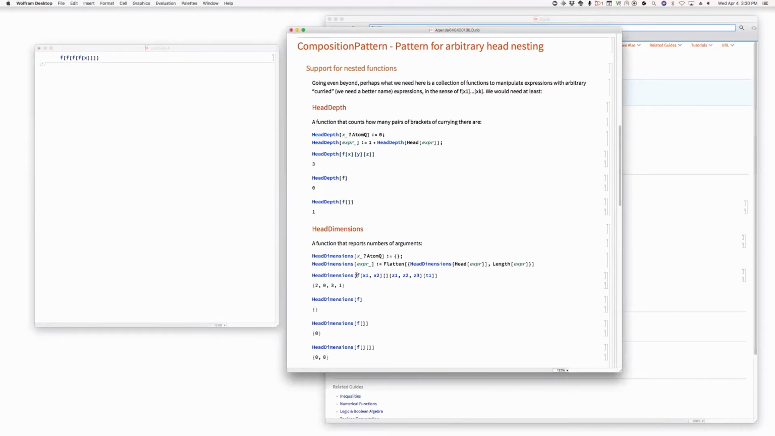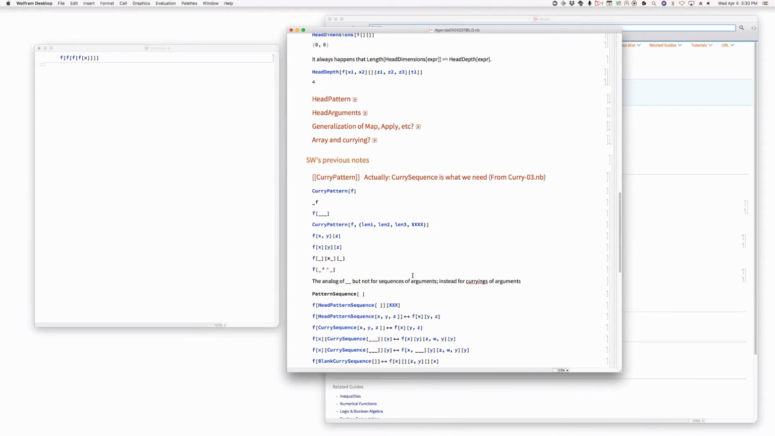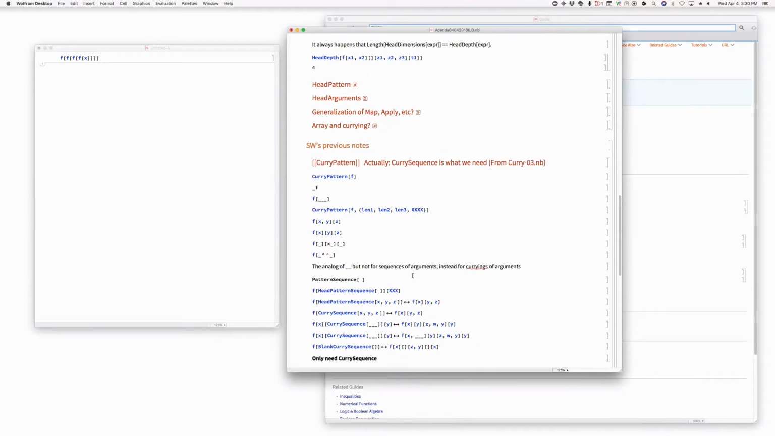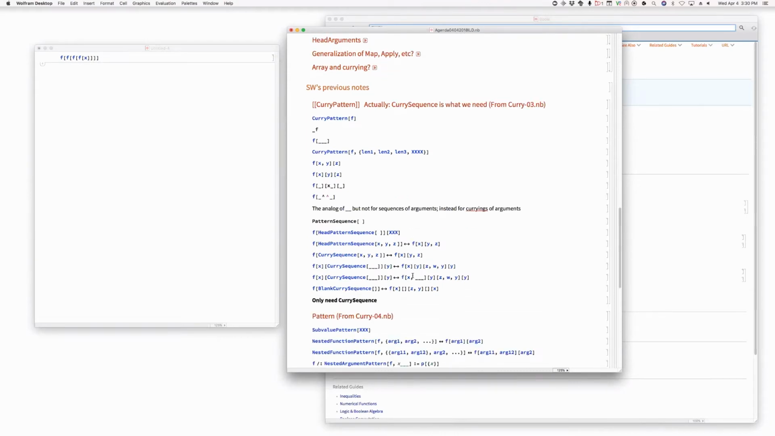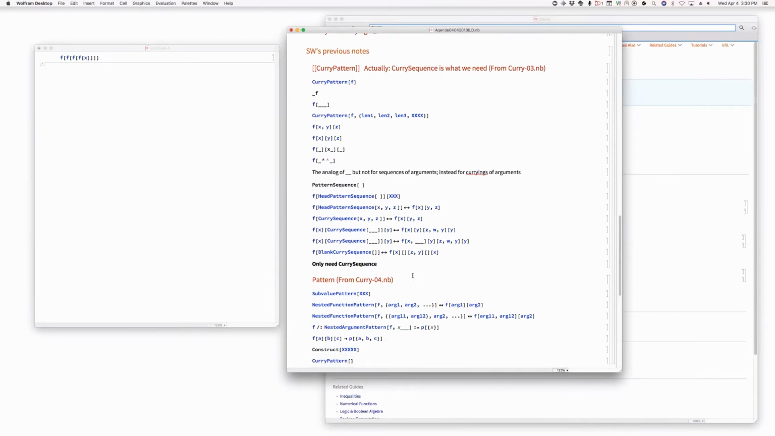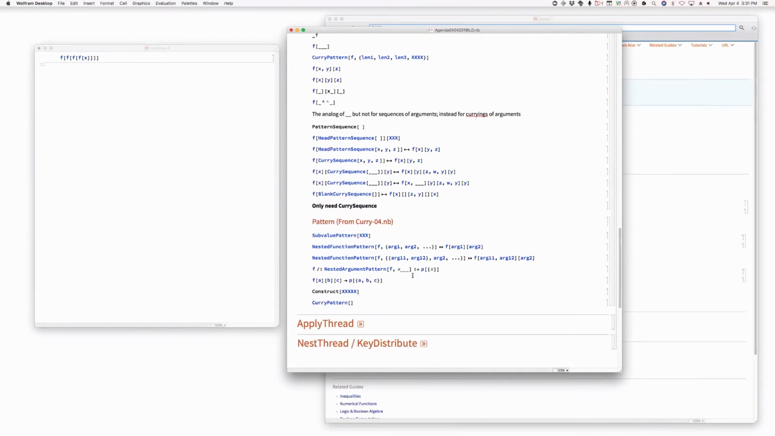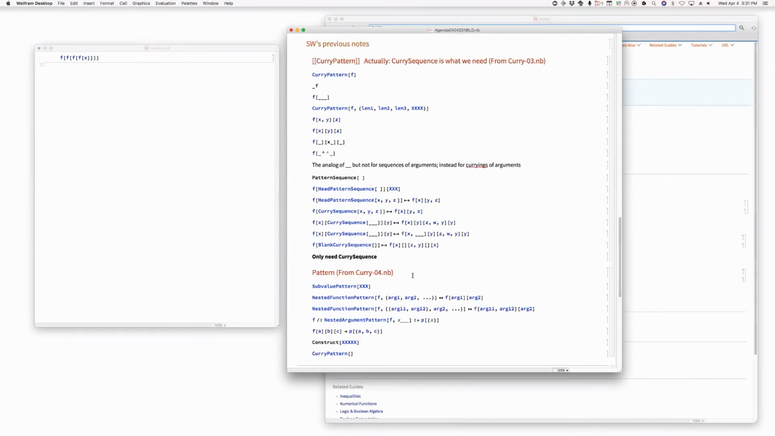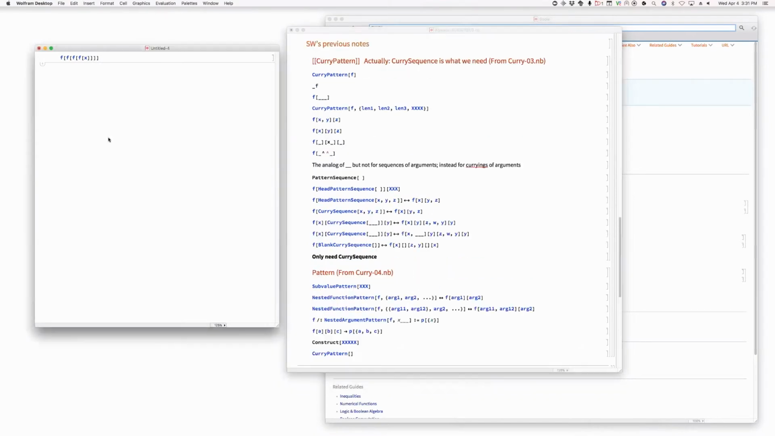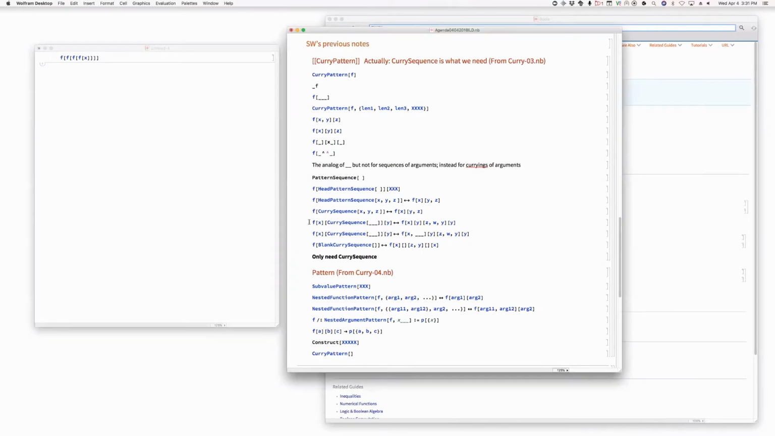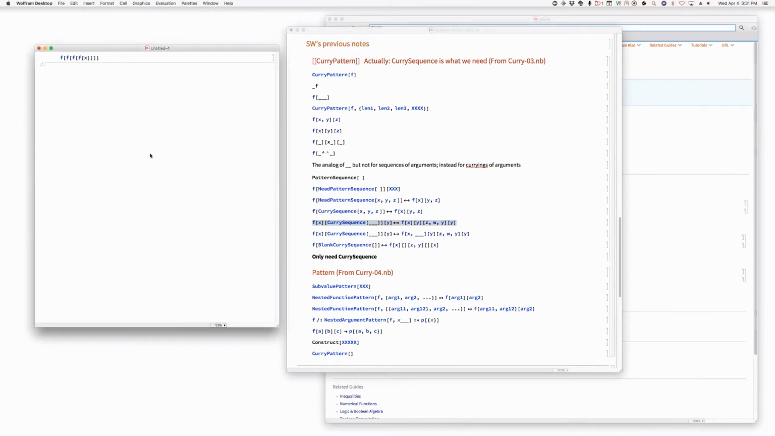Yes, your notes are further down. We discussed things like subvalue, head, curry. The main conclusion we got last time was something called curry sequence. But I think this is more for multiple pairs of brackets rather than nested heads. Okay, fine, but that's a different thing. So this case here is the curry sequence case, where this thing can represent not just a single argument to f of x, but an arbitrary sequence of arguments to f of x.